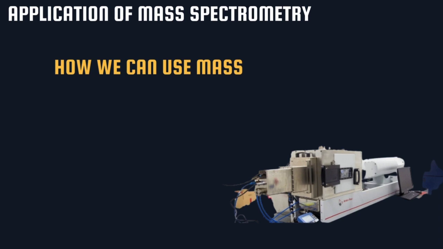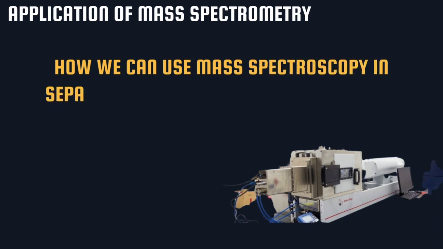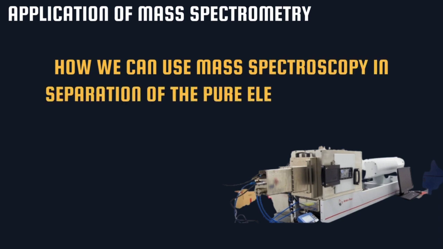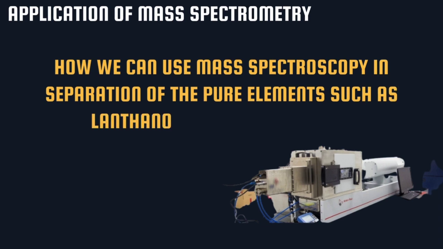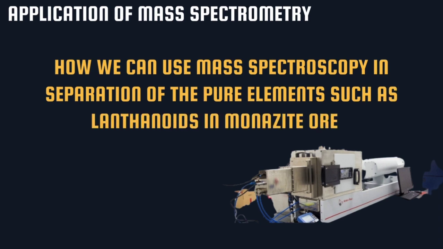In the end, we are talking about the application of mass spectrometry. It certainly has great importance in many fields, but we will talk about the most important application, which is monazite. Let us ask a question: how do we apply mass spectrometry in monazite, which is of great importance? We use mass spectrometry in the separation of pure elements such as lanthanides in monazite ore.